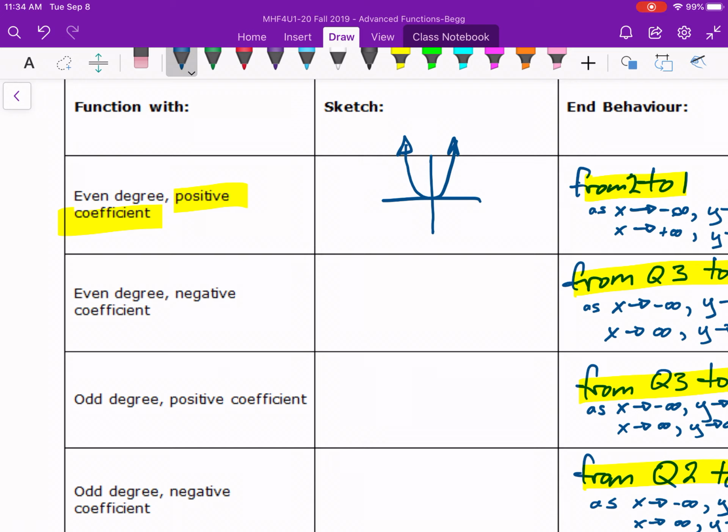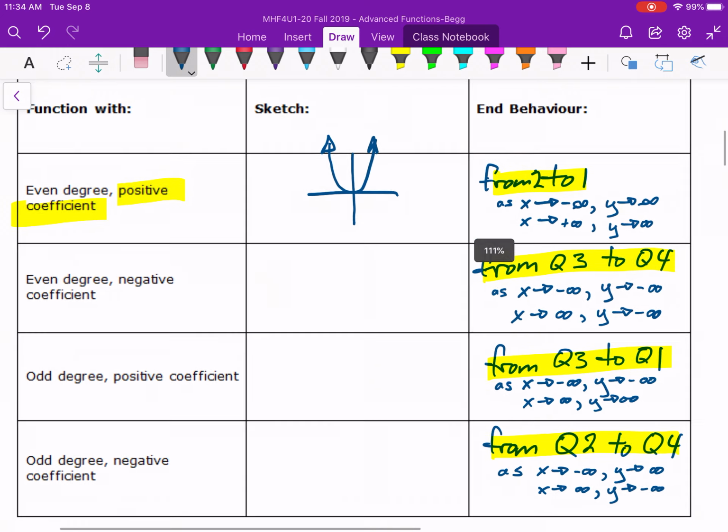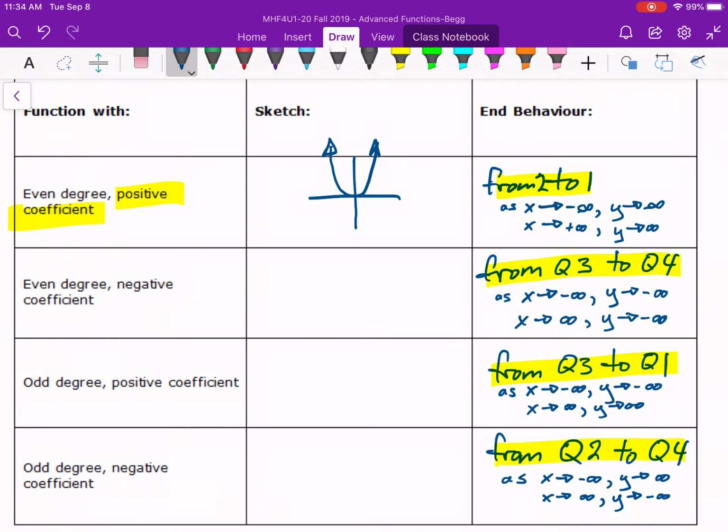Degree 4 is going to be a bit boxier. Degree 6 will be boxier still. 8 would be boxier still. You know, we could have degree 20. But as long as it's an even degree with a positive leading coefficient, it's going to be a parabola opening up.